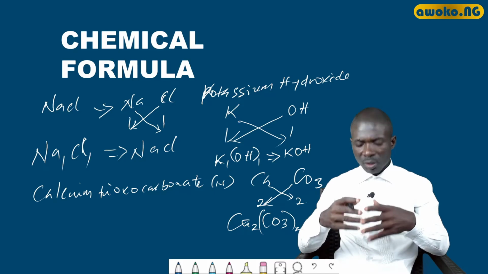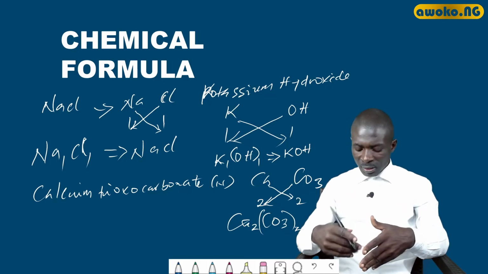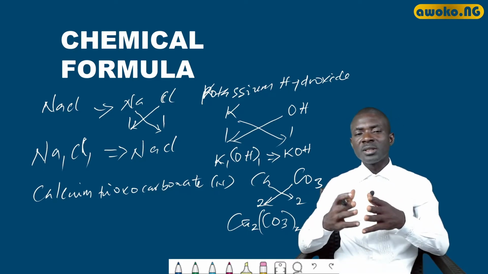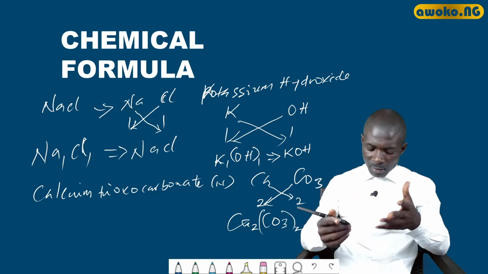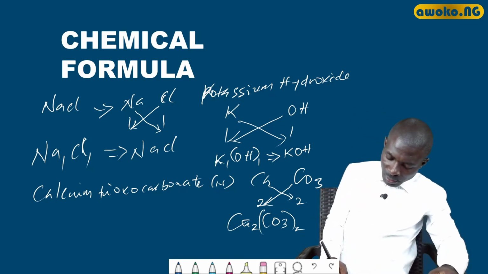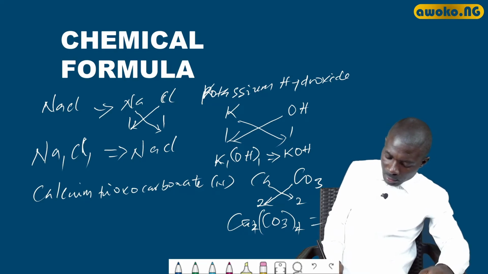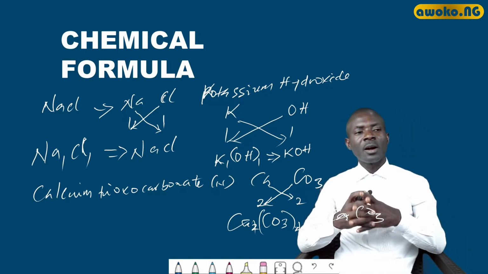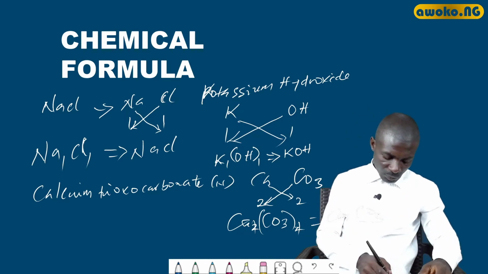Now based on this, if we take a look at it, we can see a common number there which is divisible by the other, and that number is 2. So we can simply divide 2 here by 2, and what we have here is CaCO3 as the correct formula of calcium trioxocarbonate 4.